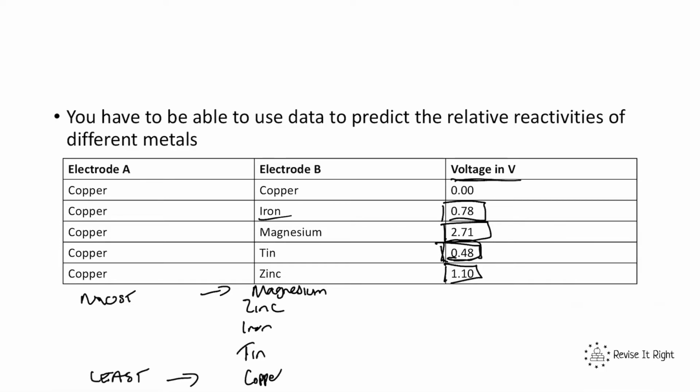So you may be asked in an exam to order the metals based on their reactivity when you've been given the voltages of the cells with the two electrodes. Just remember that the bigger the voltage, the more reactive, and the smaller the voltage, the less reactive. As we just said in the previous slide, one factor that affects the voltage is the electrode and the difference in reactivity between the two electrodes.